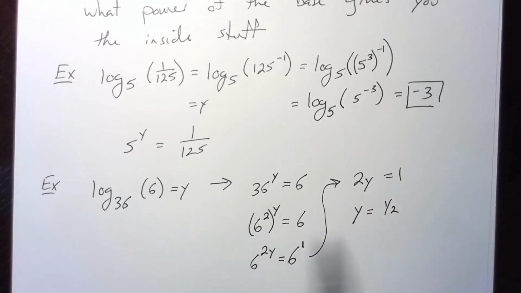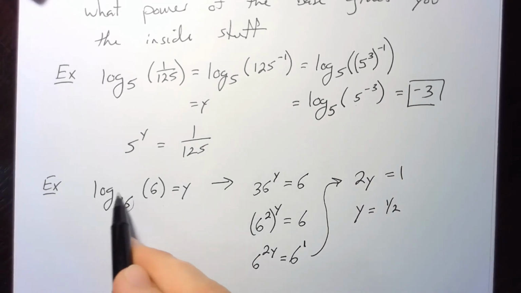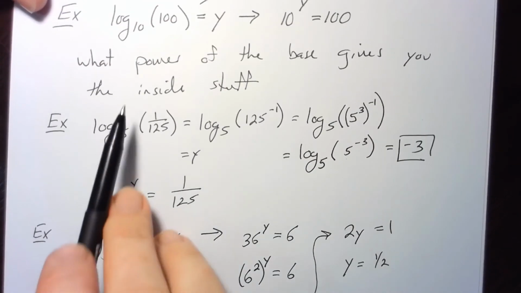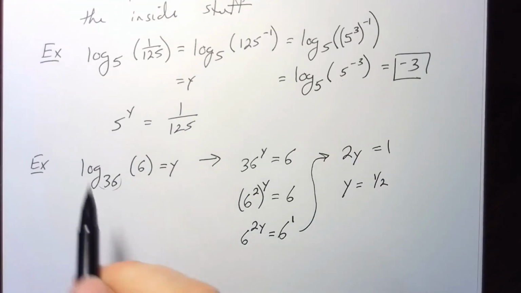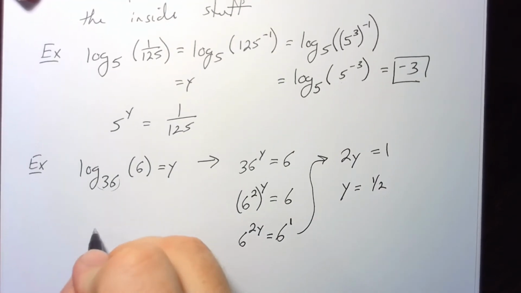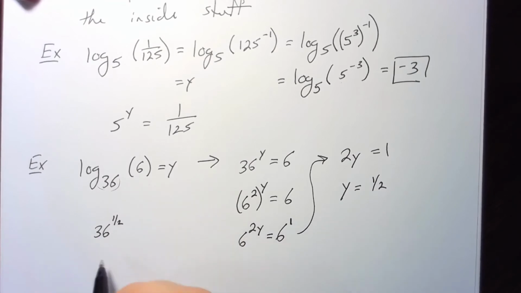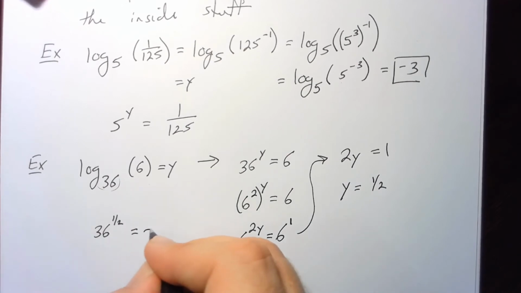Knowing that y equals to 1/2, I know that what power of 36, and again, I'm going to return to that same phrase, what power of the base, what power of 36 will give me 6. Well, let me check here. 36 to the power of 1/2. Well, power of 1/2 is really just a square root. So 36 to the power of 1/2 is the square root of 36. The square root of 36 is 6.